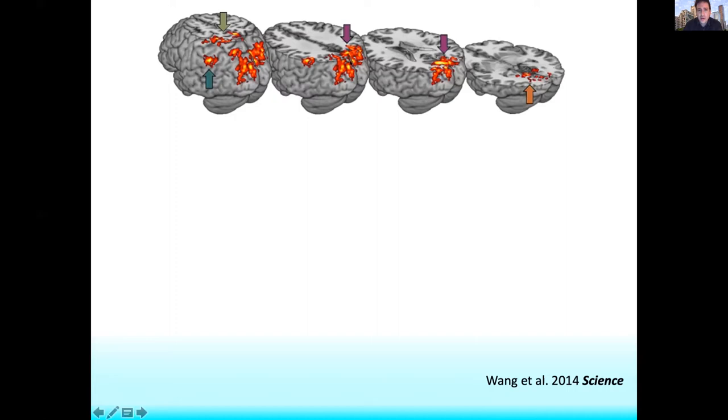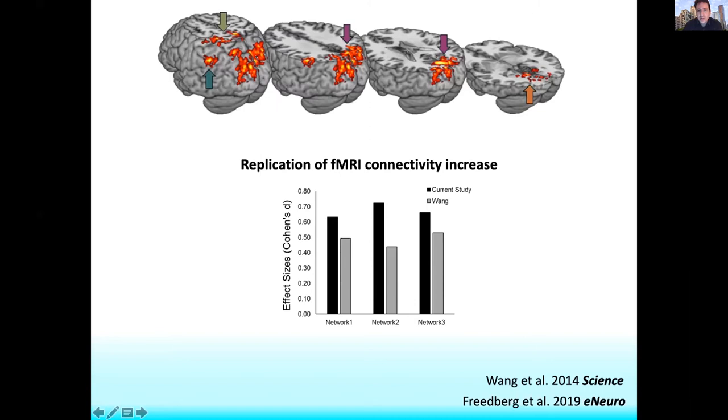It's a fairly robust and specific effect. It's within the hippocampal network and not other areas of the brain. An independent group, this is work by a postdoc, Mike Freeberg, in Eric Wasserman's lab, just finished a replication study where they ran our similar stimulation paradigm in an independent group of subjects, reanalyzed our data, and found very similar fMRI connectivity increases for essentially the same set of regions as we did in the original study. So, surprising, but a fairly replicable effect.